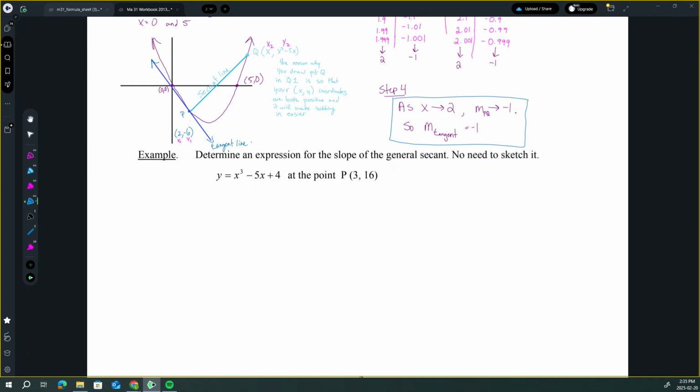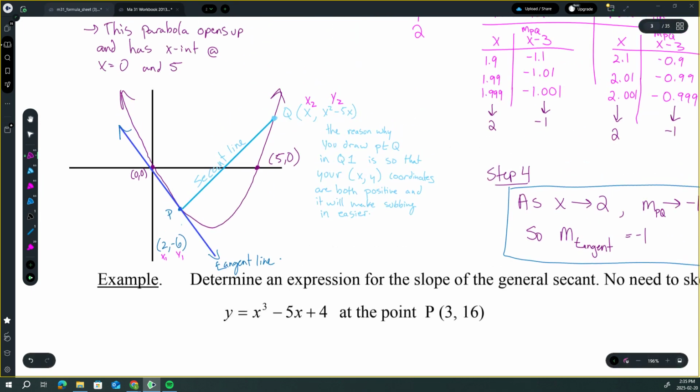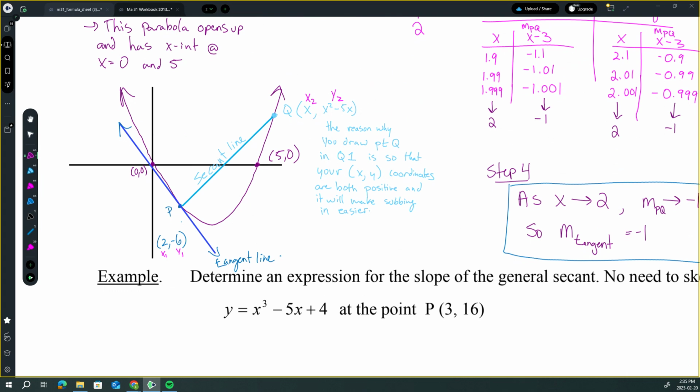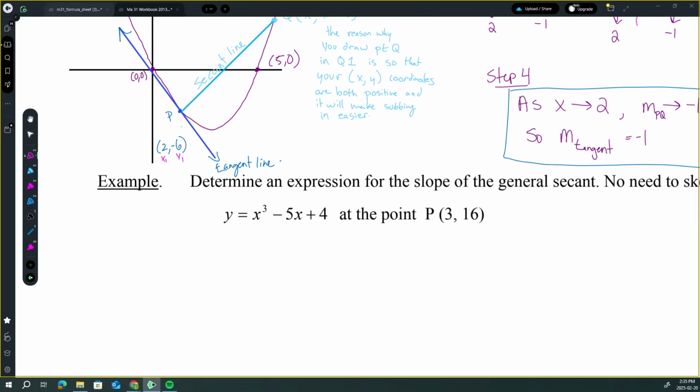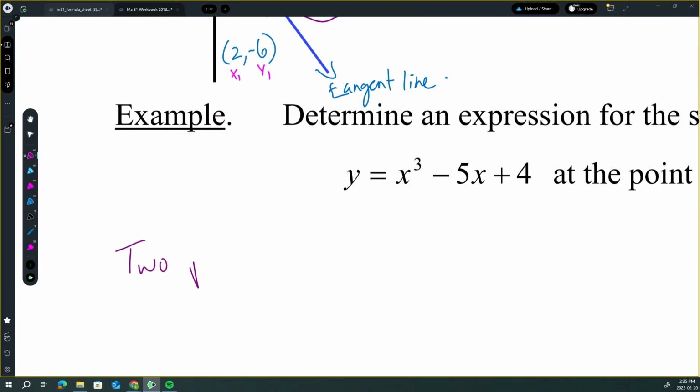All right, for our next example, determine an expression for the slope of the general secant. Don't sketch it. y is equal to x cubed minus 5x plus 4 at the point P(3, 16). In order to get our answer, we need 2 points, just like how we did the previous one. We need our point P and our point Q in order to figure out the slope of the secant line. So we've got our 2 points.